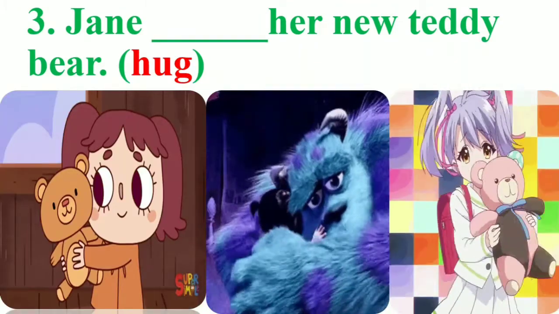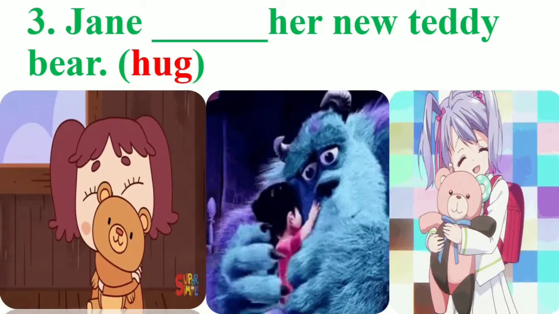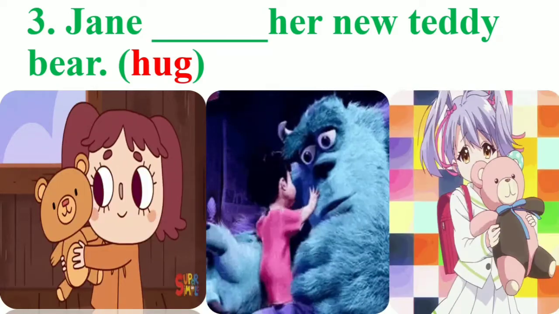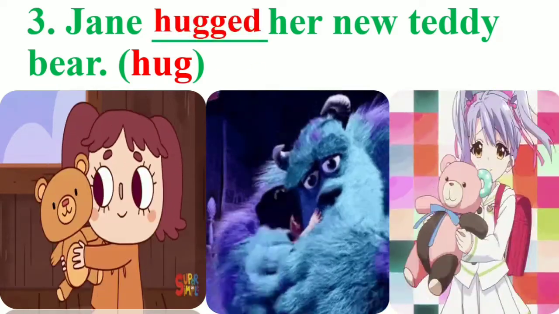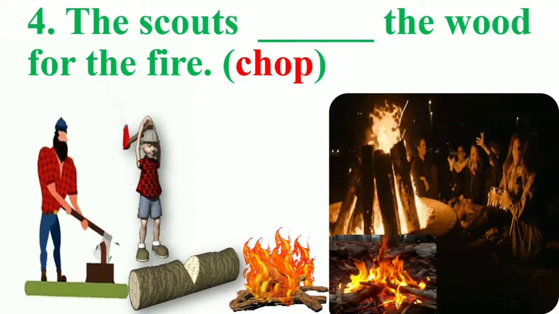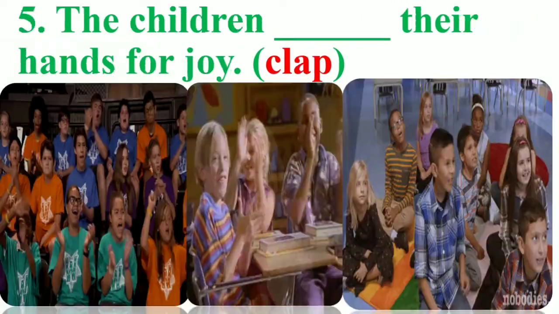Number 3. Jane dashed her new teddy bear. Make it past. Hug is our base form. What we are going to do? We are going to double the last consonant as we have got a vowel before it. So our answer is hugged. Then number 4. The scouts chopped the wood for the fire. Chopped. Exactly. Our answer is chopped.